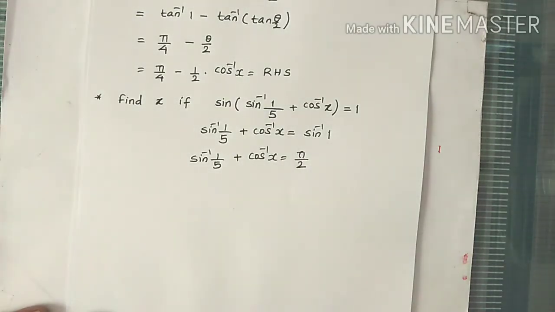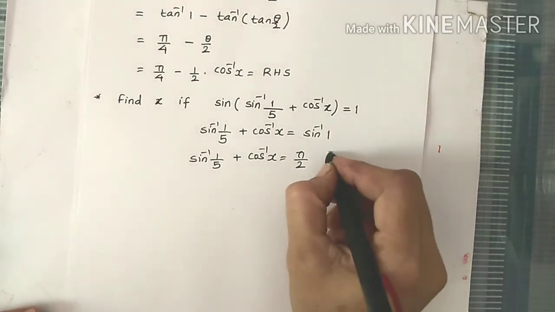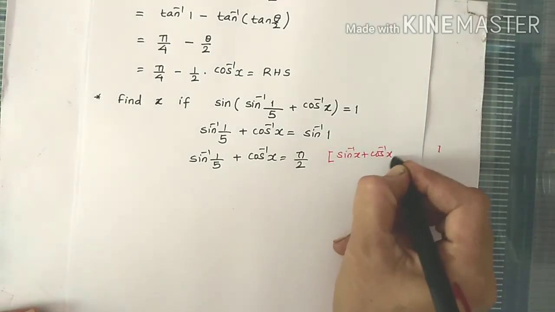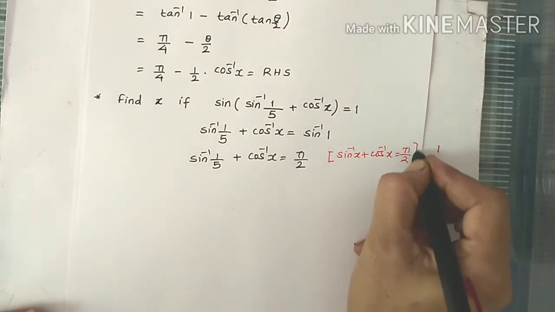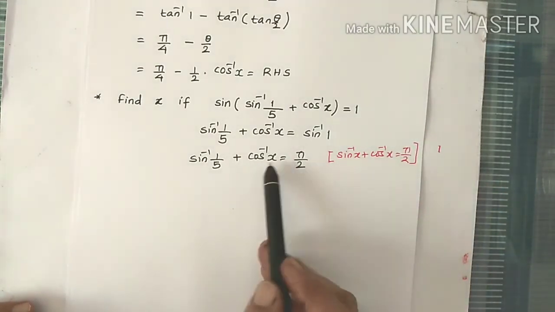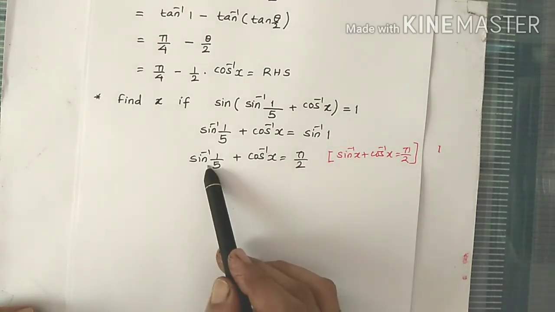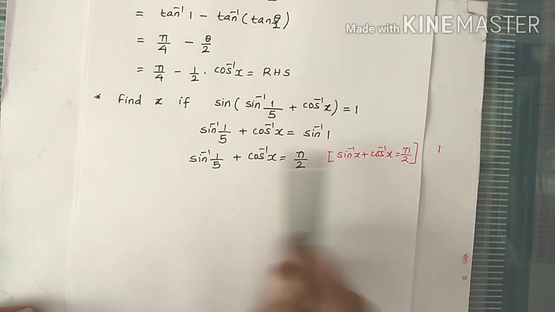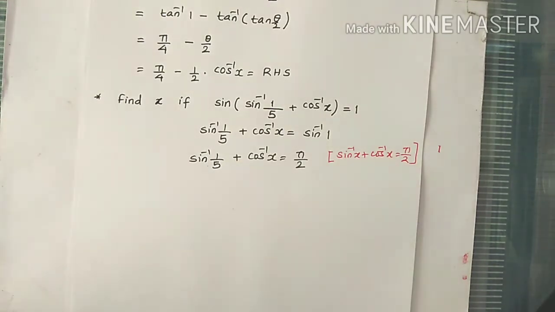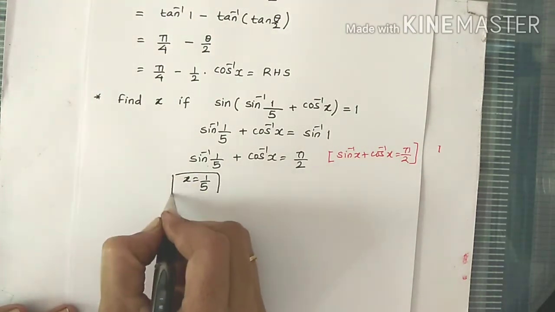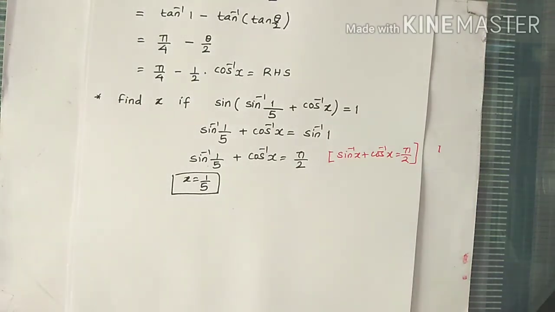And what is the property of inverse trigonometric functions? That we get pi by 2 whenever it is sine inverse of x plus cos inverse of x. So it gives us pi by 2. Now you can check the values here. Cos inverse x is the same. Now sine inverse x, here we have sine inverse of 1 by 5. So this gives us the value of x. So using this property, the value of x is 1 by 5. See, very simple question. It carries 2 marks or it can be asked as an MCQ type question.